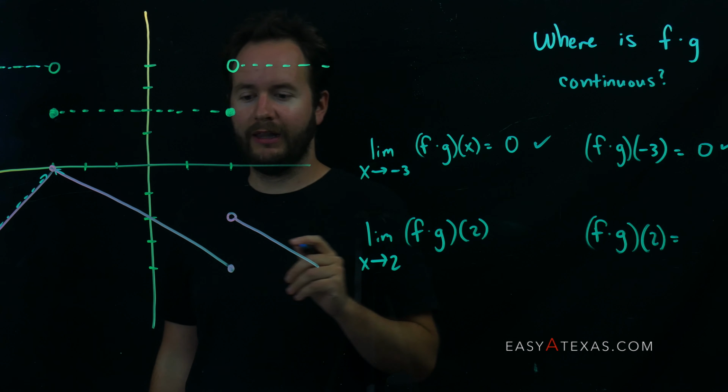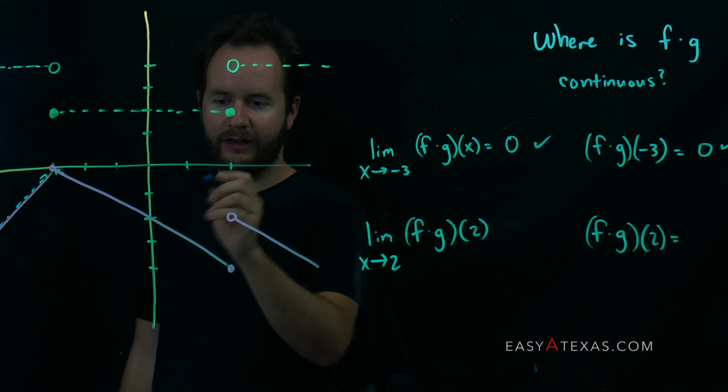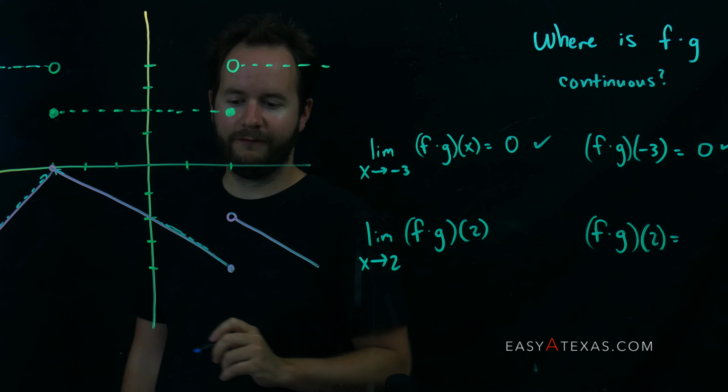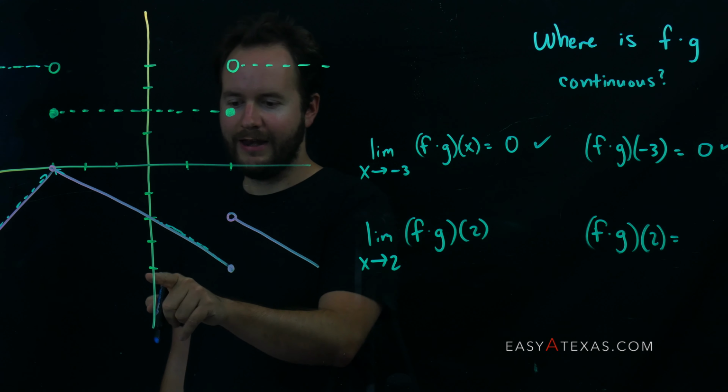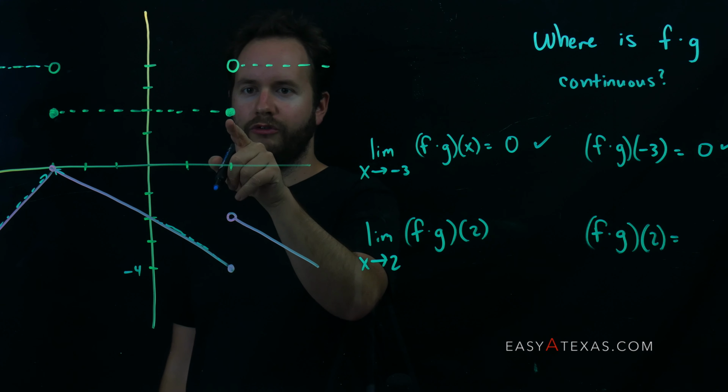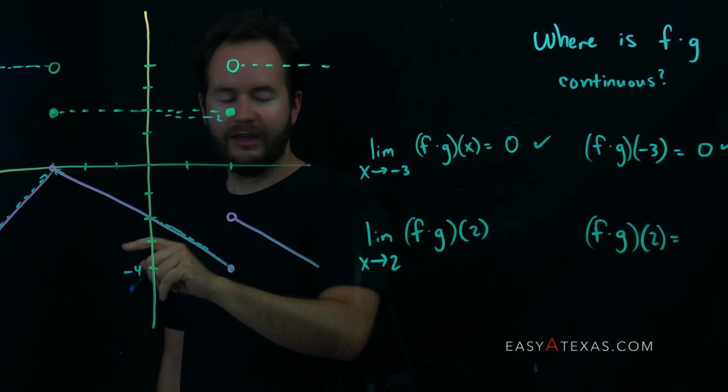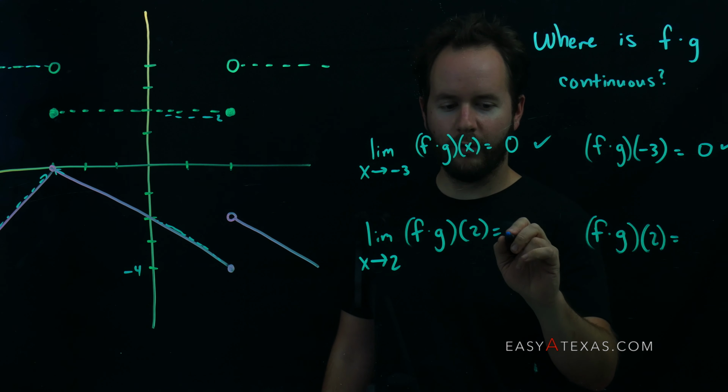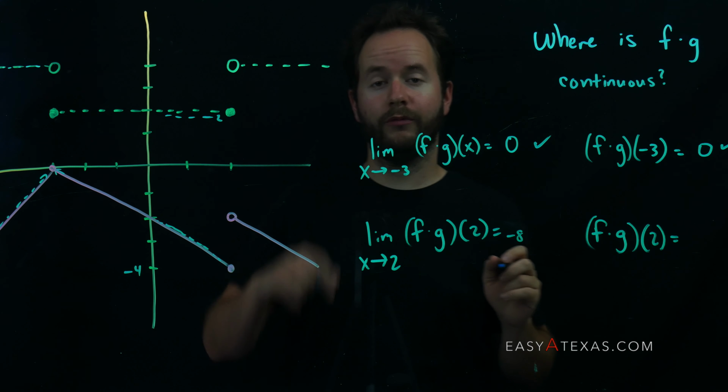What's the limit from the left at x equals 2? As we approach 2 from the left on f, we get -4. As we approach 2 from the left on g, we get +2. 2 times -4 gives me -8. We're not quite out of the woods yet, though. We have to make sure that matches on the right-hand side as well.